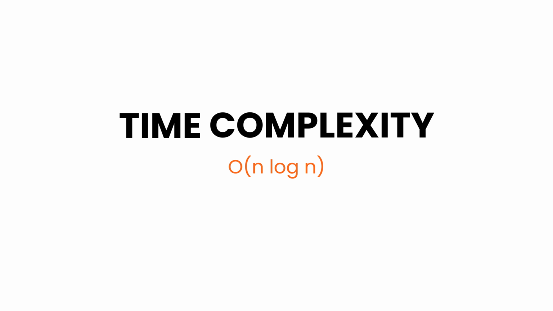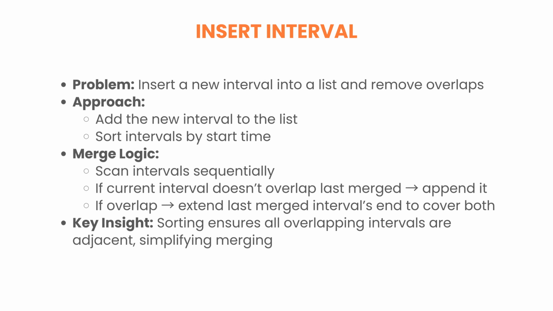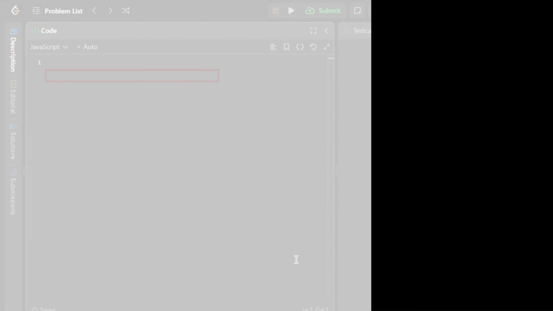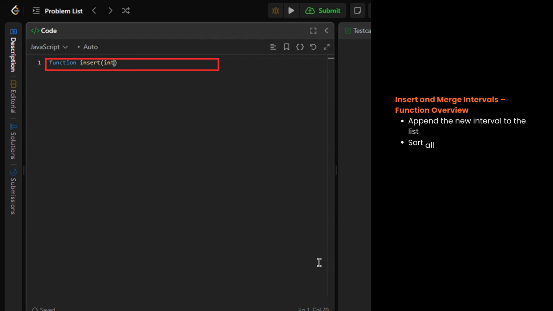Time complexity: O(n log n). The concept discussion: we're inserting one new interval into a list of intervals, then making sure the final list has no overlaps. This approach is simple. Add the new interval, sort everything by start time, then do a classic merge intervals pass. While scanning, if the current interval doesn't overlap the last merged one, we append it. If it does overlap, we extend the last merged interval's end to cover both. Sorting makes it easy because any overlaps will show up next to each other. This function appends the new interval, sorts by start time, then merges overlaps in one pass.